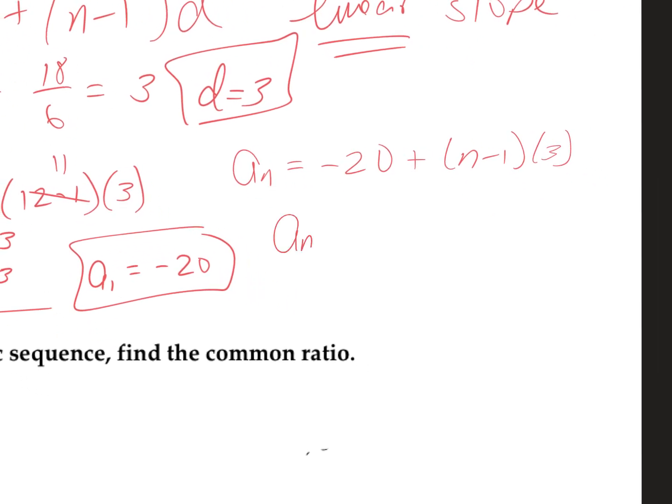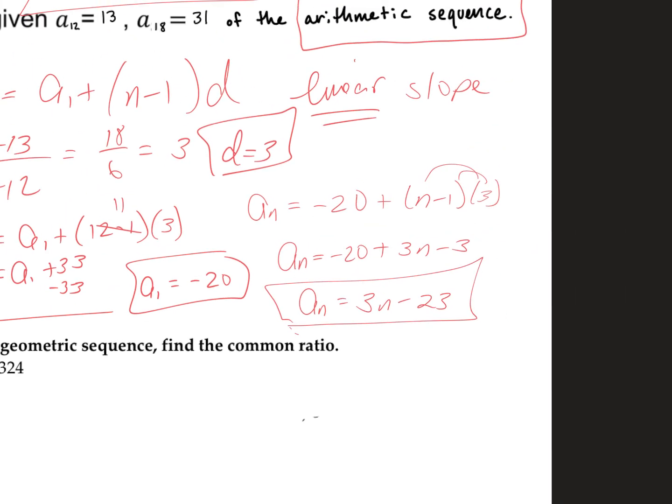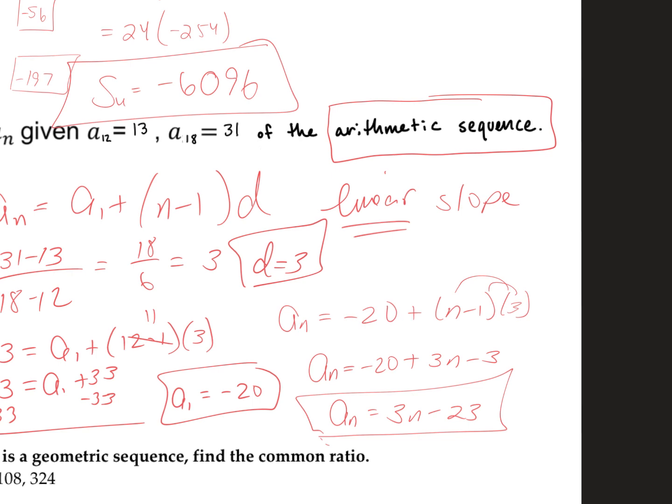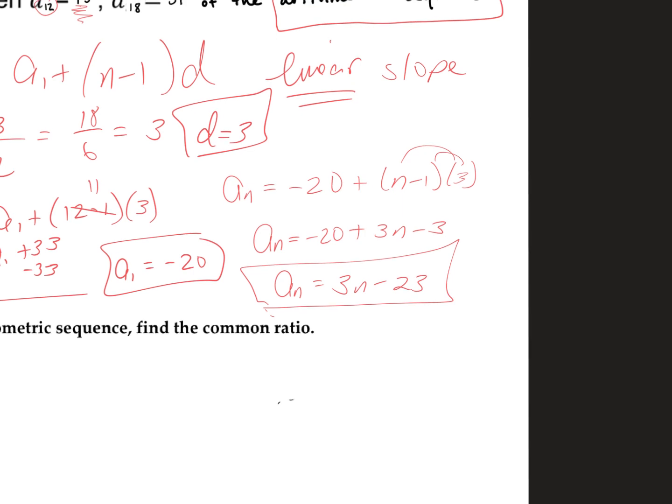So this is a sub n equals, when I distribute here, I have negative 20 plus 3n minus 3. So what is your rule? 3n minus 23. Now let's just check to make sure this is right before I find the 47th term. If I plug in 12 for my n, what should I get out as my answer? 13. Okay, so what's 3 times 12? 36 minus 23 is 13. So I know I'm right.